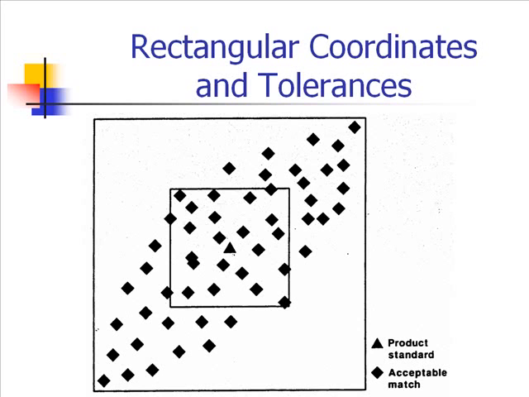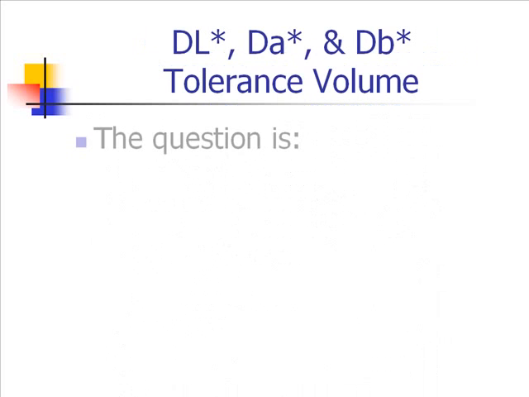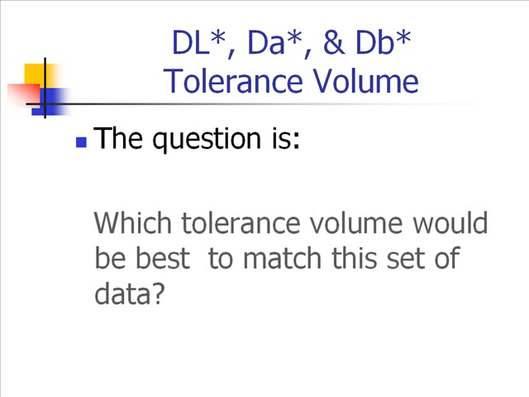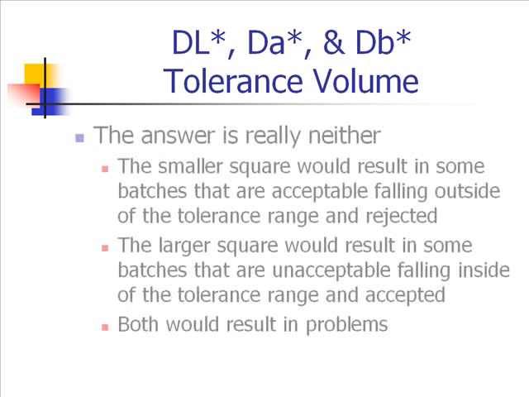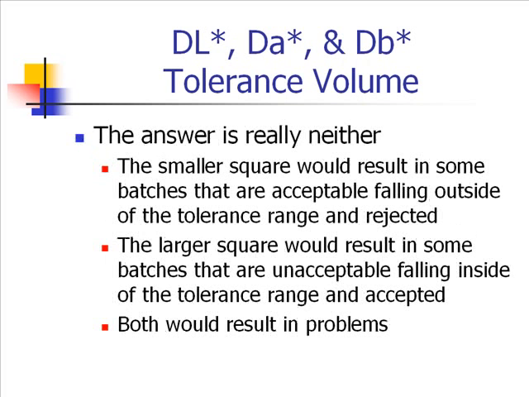Who would pick the smaller one? You have to answer one or the other. No one answering? Okay, smaller one. All of you? No one would pick the bigger one. Okay. Like I said, which tolerance volume would be best to match the set of data? The answer is really neither. It's a trick question. They always accuse me of trick questions. This was an actual trick question.